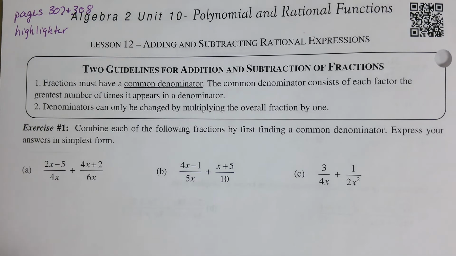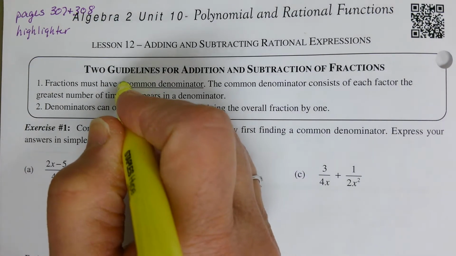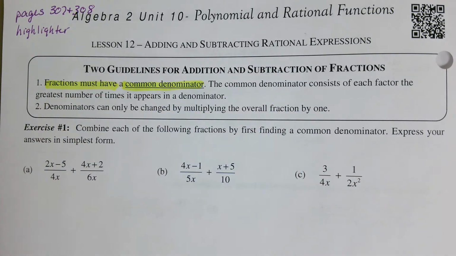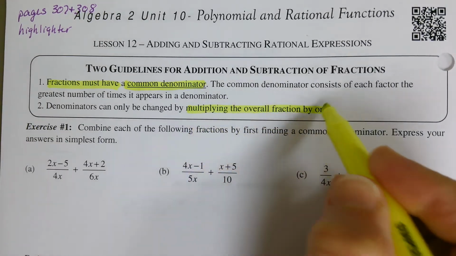Two guidelines for addition and subtraction of fractions. Fractions must have a common denominator. The common denominator consists of each factor, the greatest number of times it appears in the denominator. And denominators can only be changed by multiplying the overall fraction by 1.